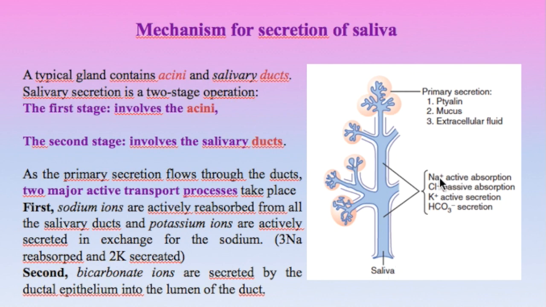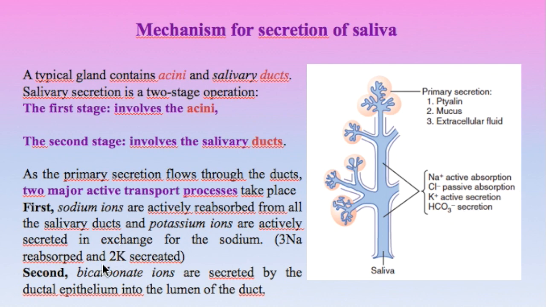The first involves sodium reabsorption in exchange with potassium. For every 3 molecules of sodium reabsorbed, 2 molecules of potassium are secreted into the lumen, and this will create a negativity inside the lumen because the potassium entering is less than the sodium getting out. To control this negativity, the chloride ion will be reabsorbed passively without energy.